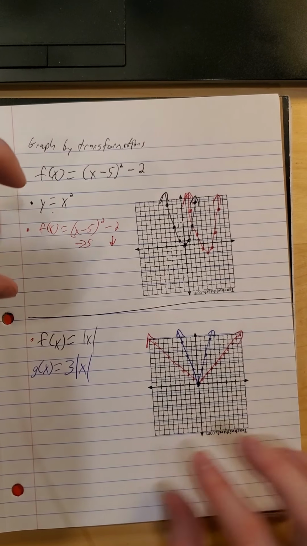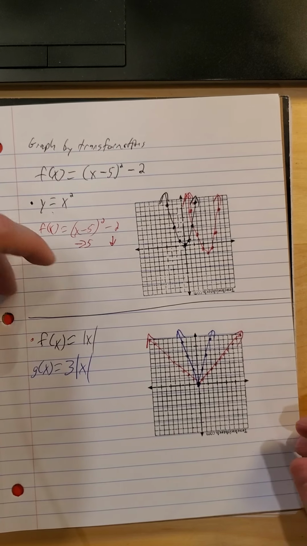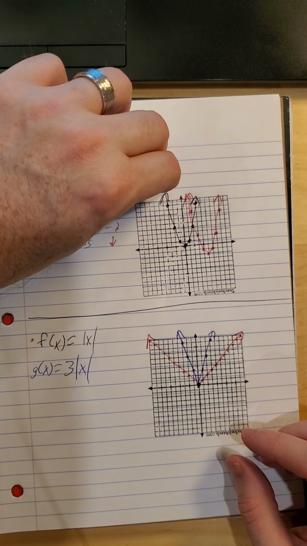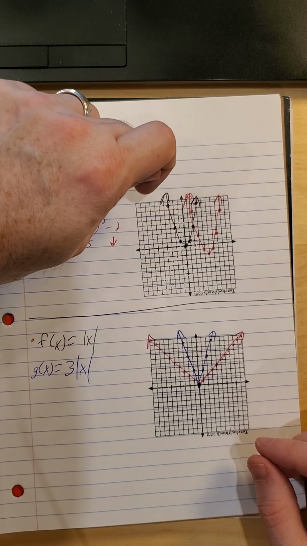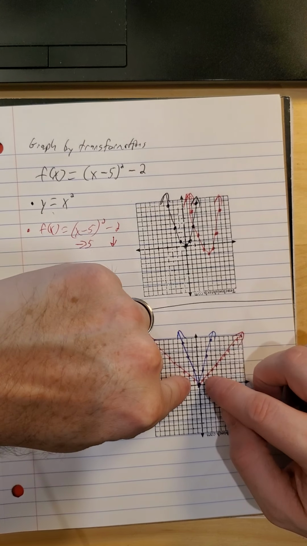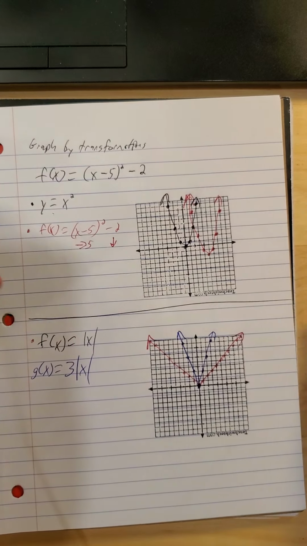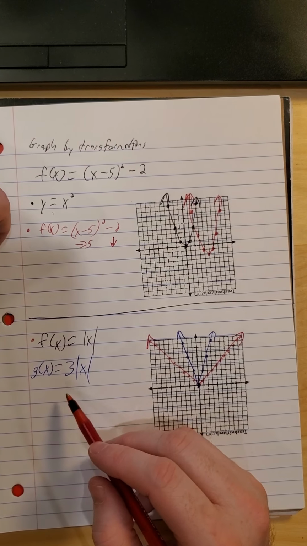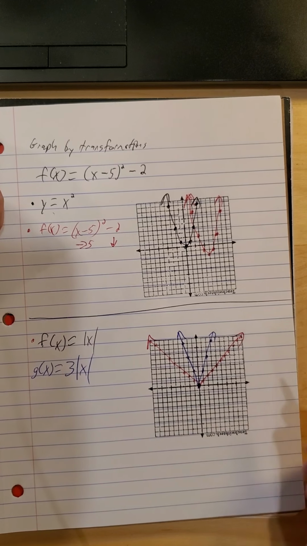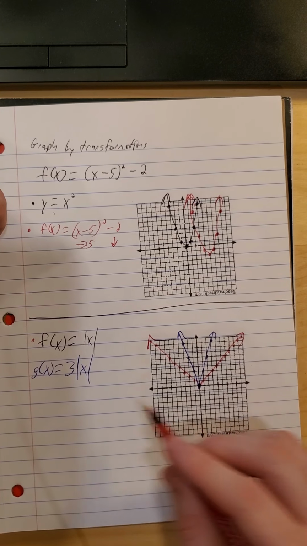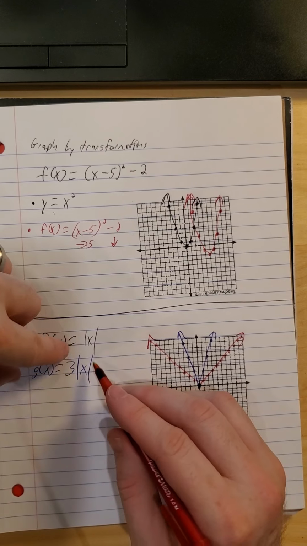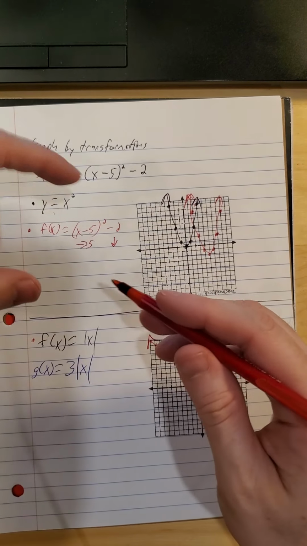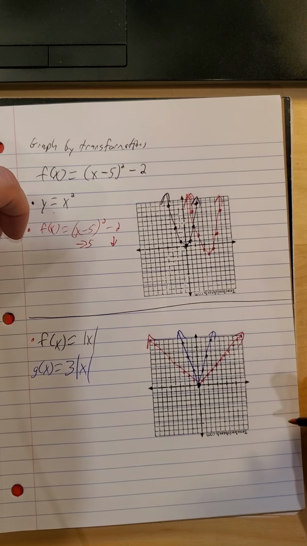So this time the graph didn't move left or right at all. What happened was, in this case, a vertical stretch. All of our old outputs got multiplied by 3. And that is generally what will happen with multiplication when we have anything outside of whatever grouping symbol, absolute value, parentheses for the square, square root, cube root, etc.